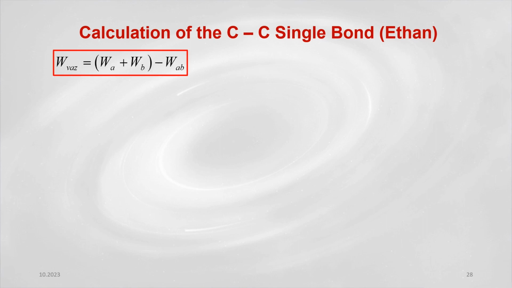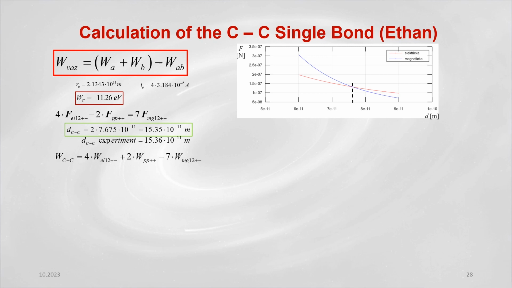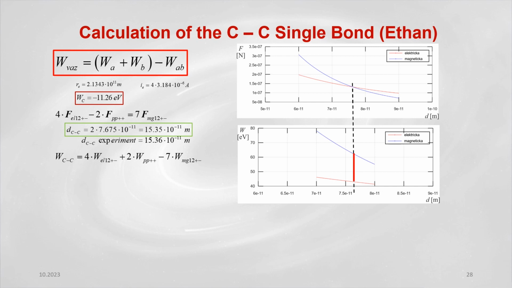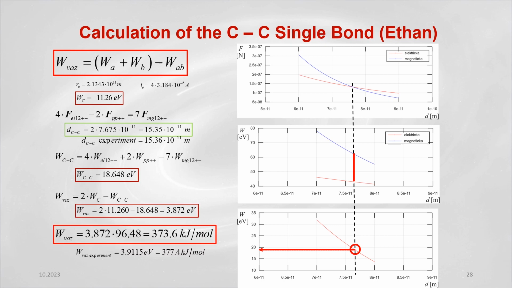The bond energy between two carbon atoms is calculated as the difference between the sum of the energies of two individual carbon atoms and the energy of their bond. First, based on the equilibrium state of forces, we calculate the bond length and then calculate the bond energy between the carbon atoms. The bond energy released during the formation of the bond is equal to the difference between the energies of the individual carbon atoms and the energy of their bond, which is known as the bond energy. The calculated bond energy corresponds to the experimentally measured value.